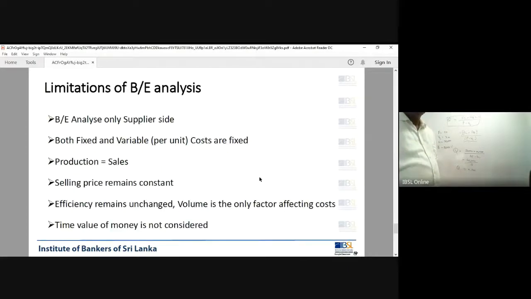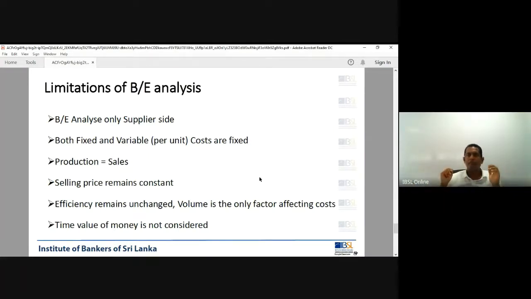Then these are the limitations of break-even point. We analyze only the supplier side of it. We don't talk about the buyer side, that means the demand side. We think whatever we produce, we can sell. And again, we think our production equals sales.